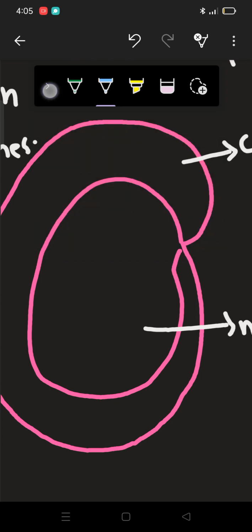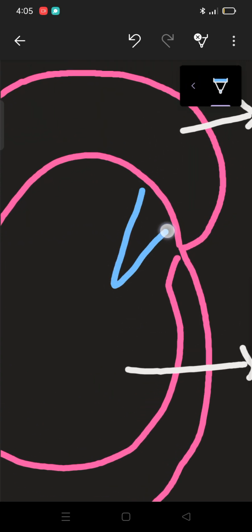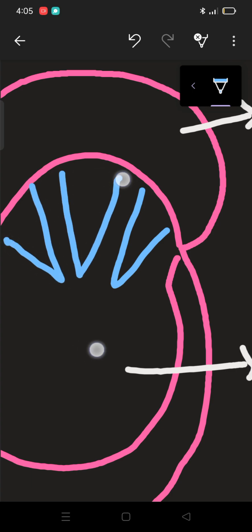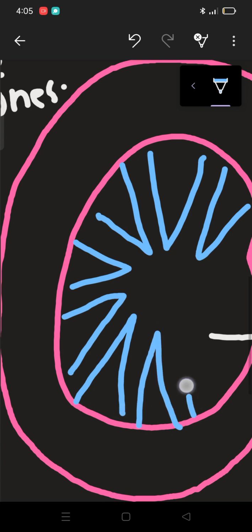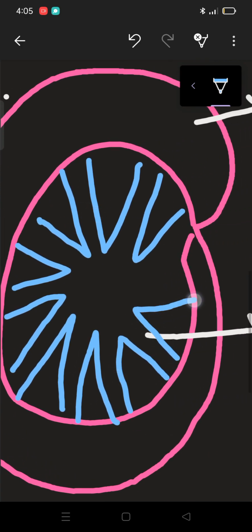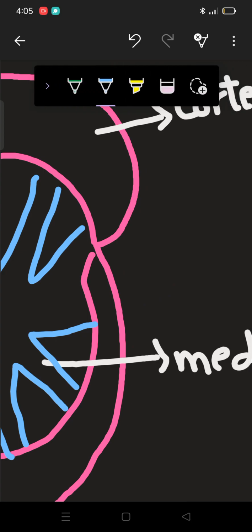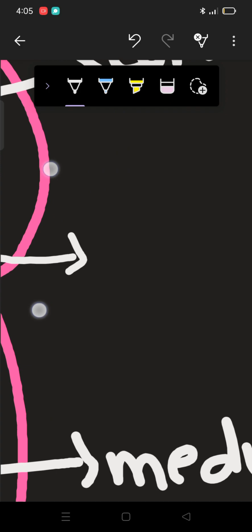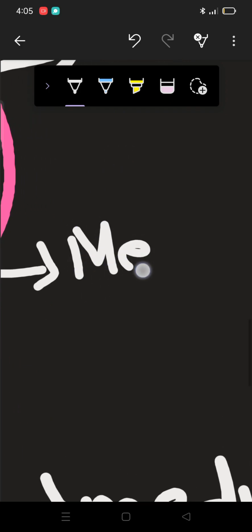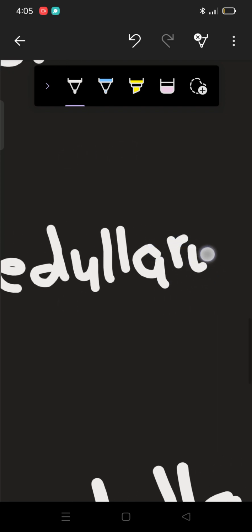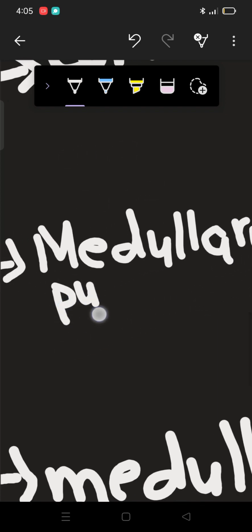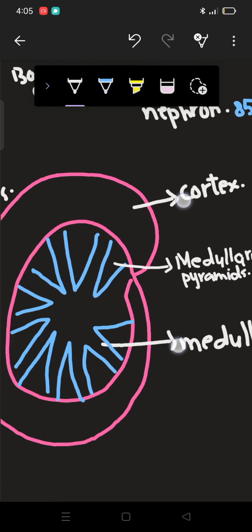So I should make those here. These were medullary pyramids, and in each kidney we do have a range of 16 to 20 pyramids. These were known as medullary pyramids because they were present in the medulla.